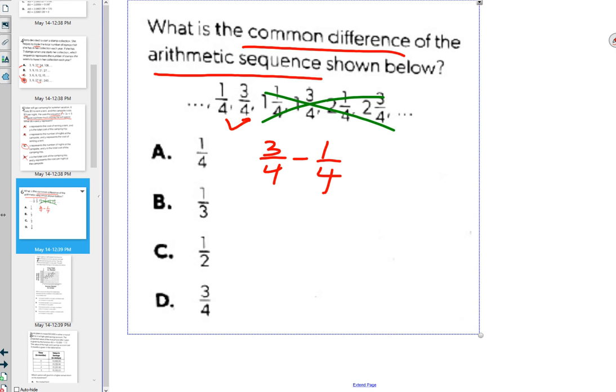If you want to figure out what you're adding or subtracting to go right, you go forward and then subtract the one behind it, which is 2 over 4, which is 1. Each of these are going up by 1/2. Common difference.